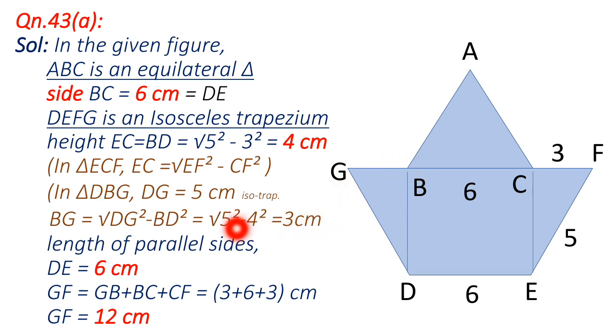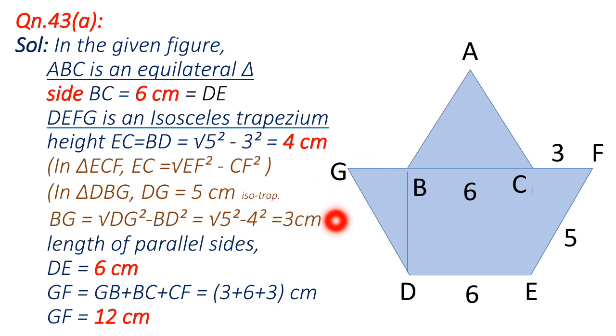That means this BG is equal to the square root of DG squared minus BD squared. So here the square root of 5 squared, that is 25, minus 4 squared, which is 16, gives the square root of 9, which is equal to 3. So now this GB is 3 centimeter, the same as this CF, which is 3 centimeter, correct? Now we can calculate this total length.